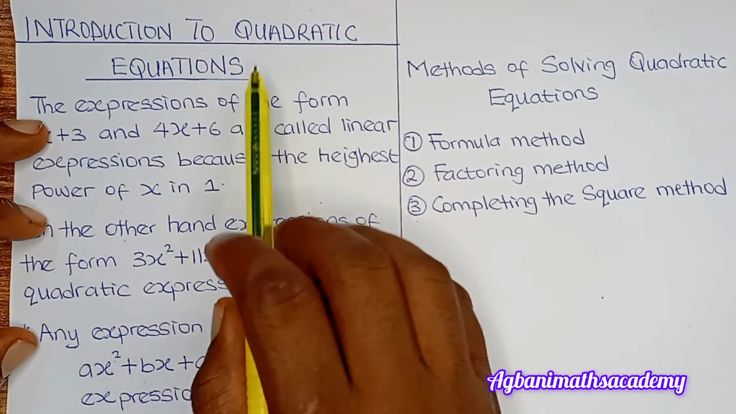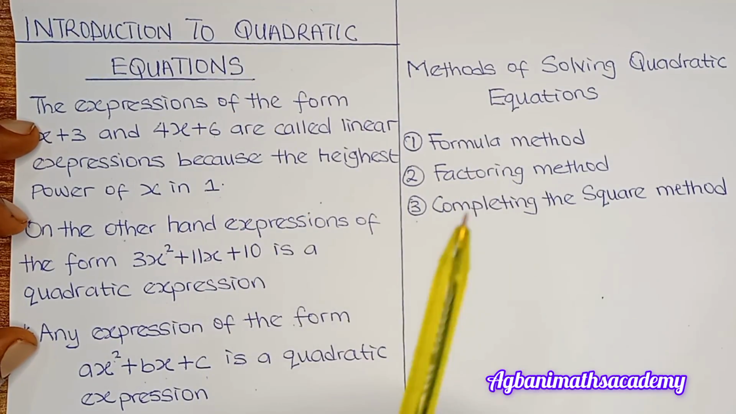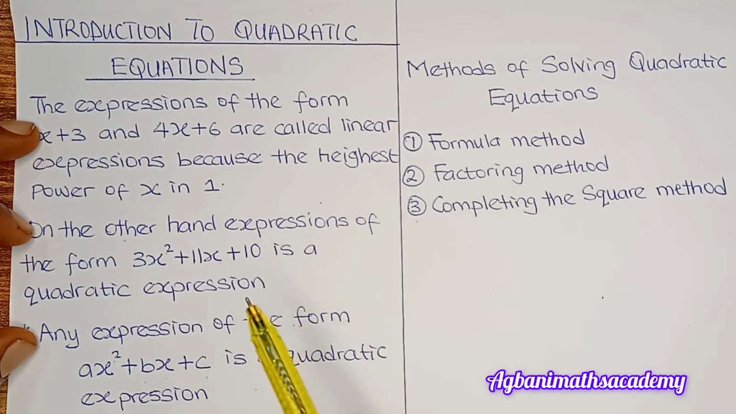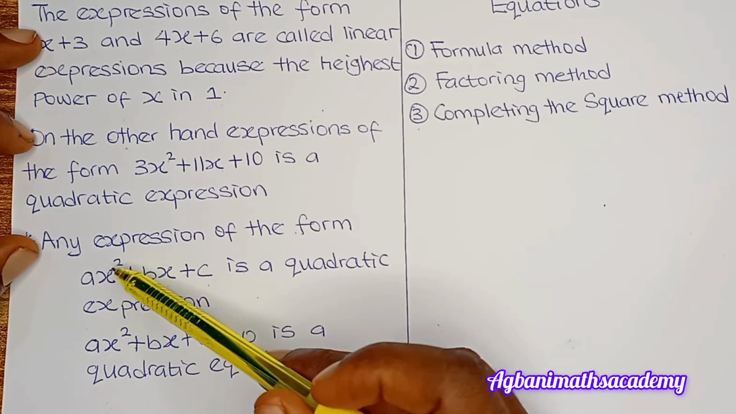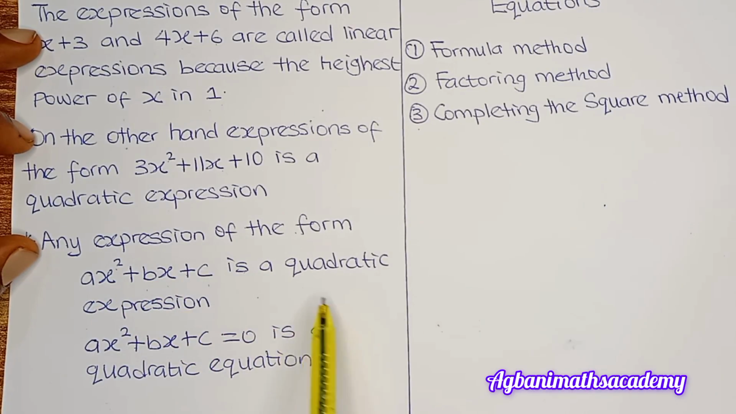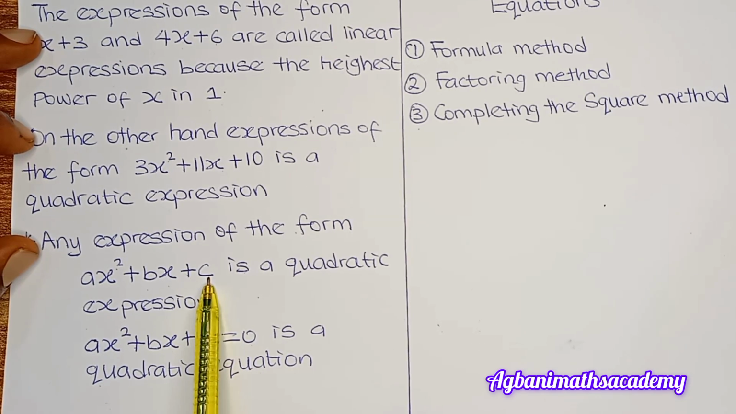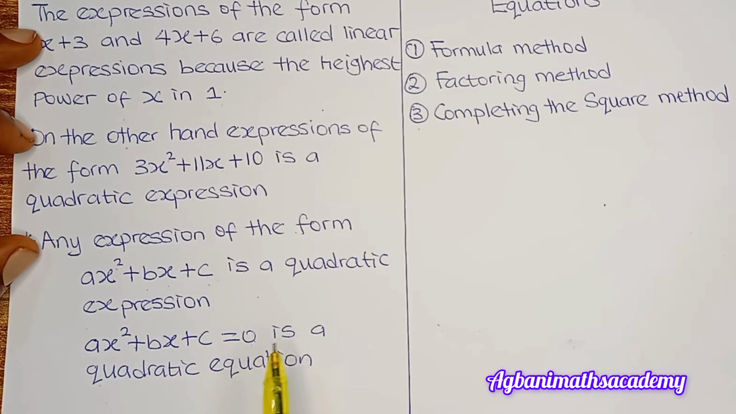But remember, we are looking at quadratic equations. So there's a little difference between a quadratic expression and a quadratic equation. Here we have ax squared plus bx plus c. This is a quadratic expression. But here we have a quadratic equation. The difference is we have equal to 0. So a quadratic expression does not have an equal to sign and does not have any value on the right. But a quadratic equation has an equal to sign and a value on the right side. It could be 0, it could be something else.